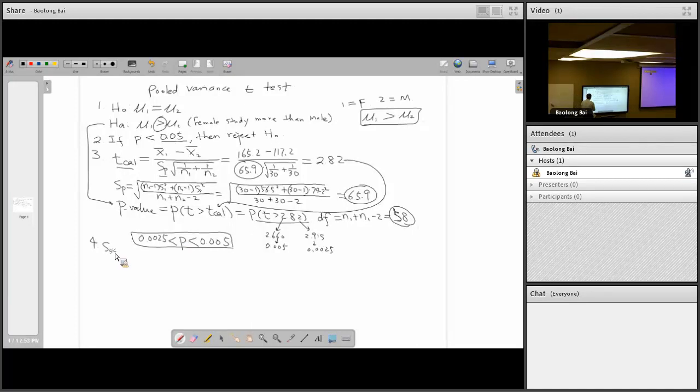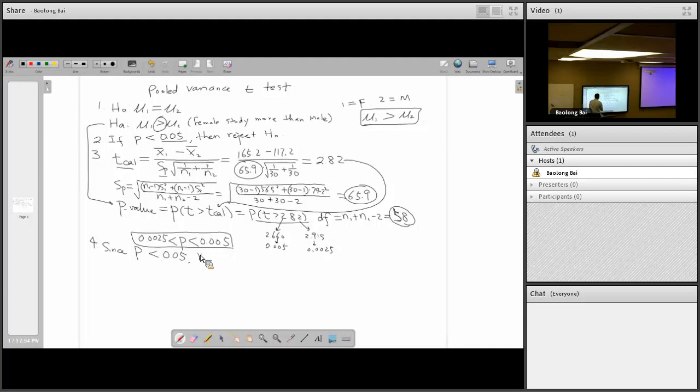We go to step 4. So now since we found the p-value and we defined alpha, we can decide which one's bigger, right? P is a number between 0.0025 and 0.005. Definitely, it's going to be smaller than 0.05, right?